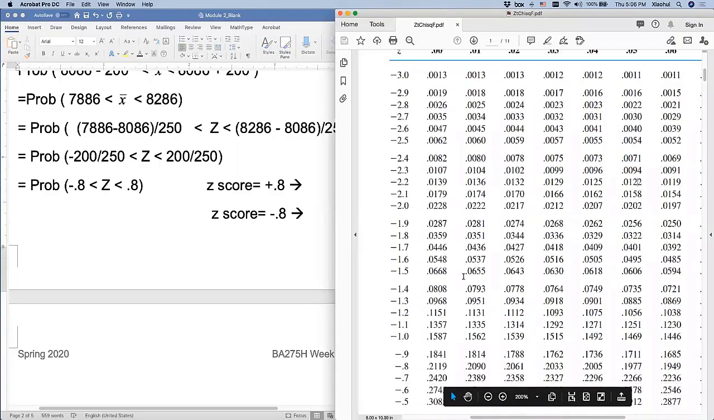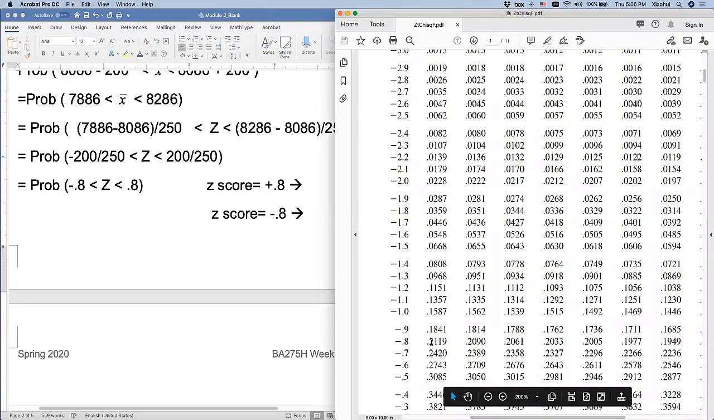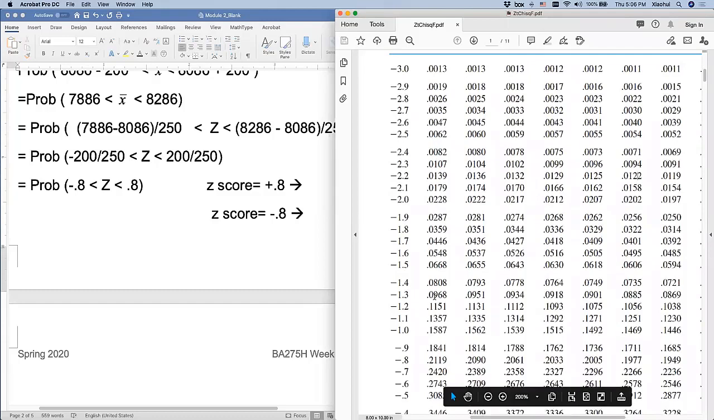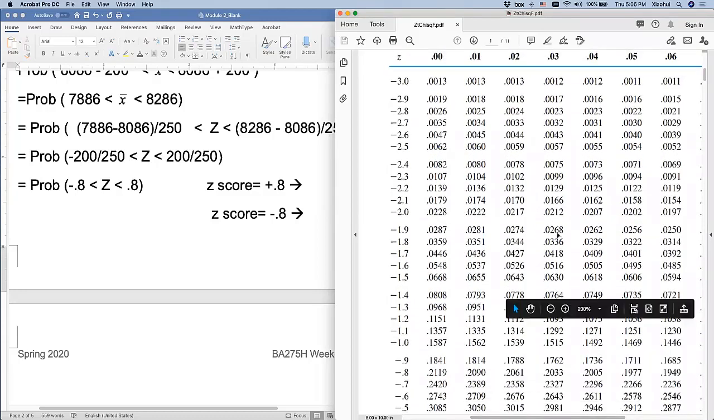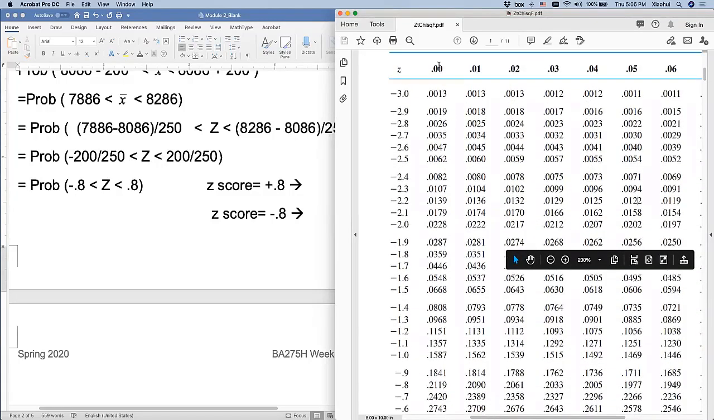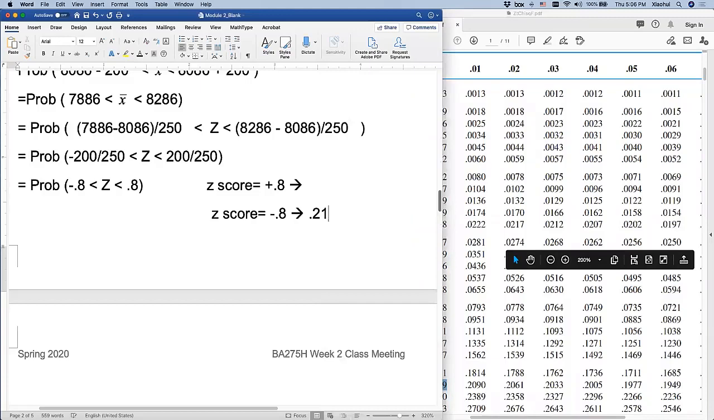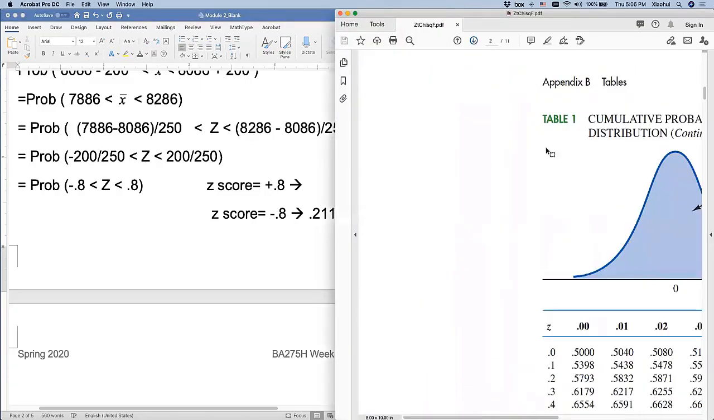Okay, so minus 0.8. You guys see it here. Very important you read it right. This one is right here, 0.2119. So you want to write it down here, 0.2119. You're going to do the same thing for the positive one, which is on the other side.